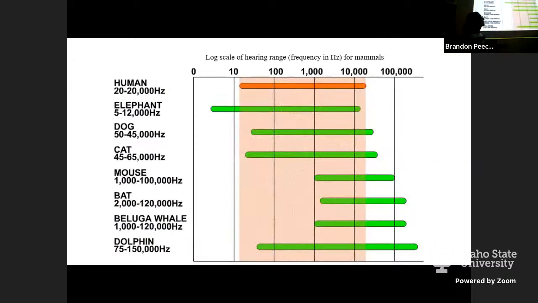All right, so here's a log scale of the hearing frequencies you can hear because we're humans, we're orange, and so that's what we define as normal hearing. But here's a bunch of other mammals. Mammals have really interesting hearing adaptations. Go ahead and talk to your neighbor about the hearing adaptations of other mammals compared to you.